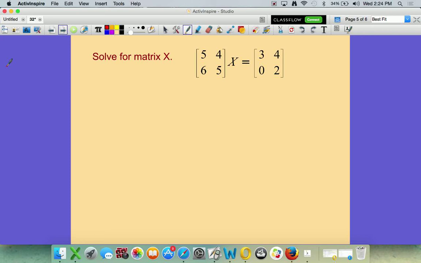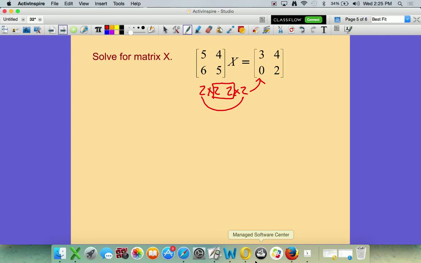Alright, next one. This would be an example of when you would actually do this. Solve for matrix X. Well, if you were to look at this, we know that if you take this matrix times something, it's going to equal this. Well, if this is a 2 by 2, and this thing is a 2 by 2, this X here also has to be a 2 by 2 to be able to do that. Remember, it's 2 by 2 times 2 by 2. These match up, so then we can do it. These tell us what the dimensions of the answer are. So we do have a 2 by 2 matrix.